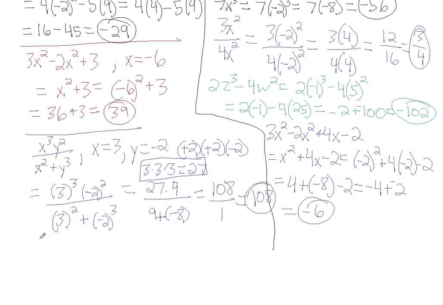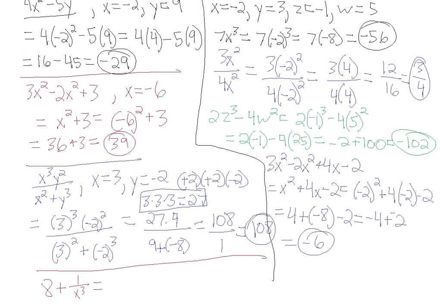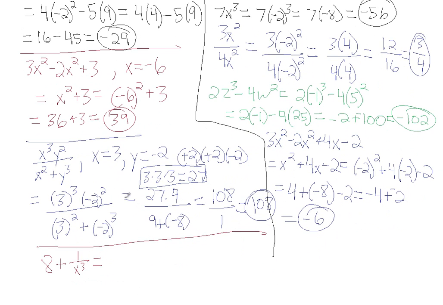Okay, let's do another one. Let's say we have 8 plus 1 over x cubed. We have one variable, so we're going to plug in for x. We're going to plug in minus 2. So we have 8 plus 1 divided by minus 2 cubed. Order of operations says that we handle the exponent first, so we have 8 plus 1 divided by minus 2 cubed, which, as we saw up here, is a minus 8.